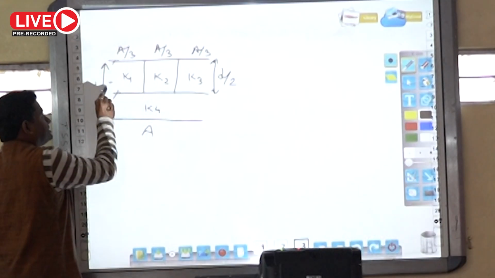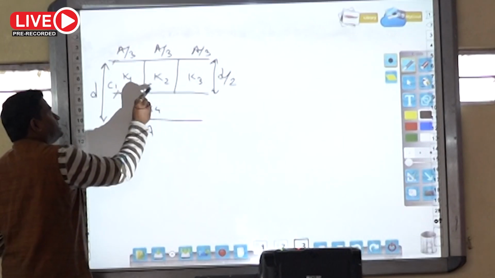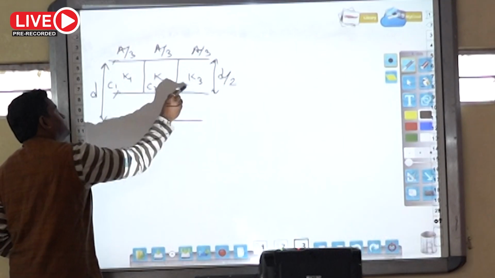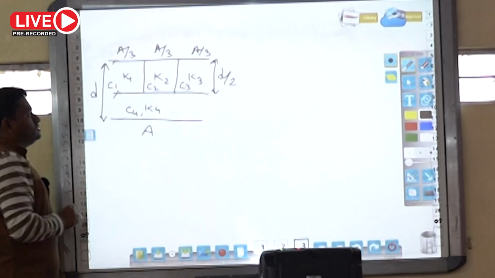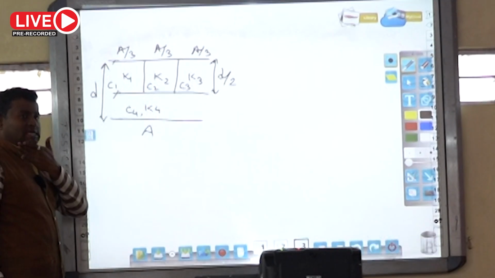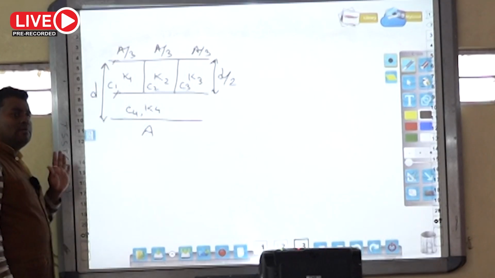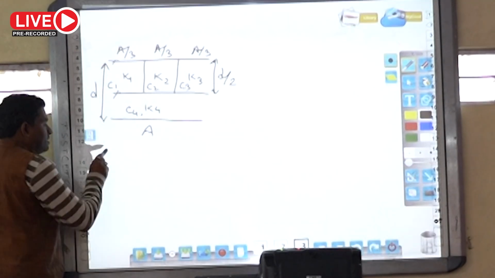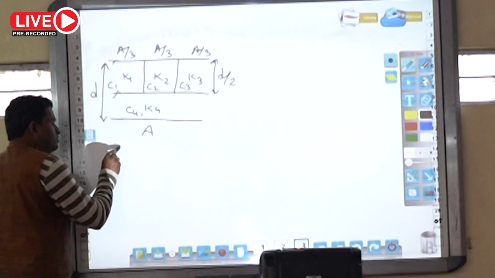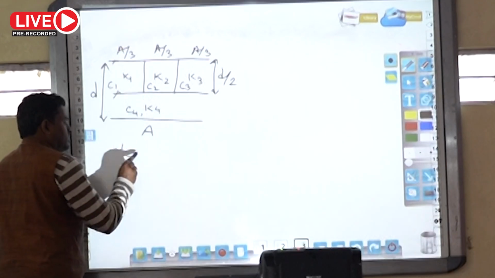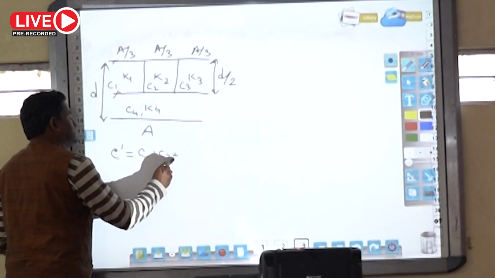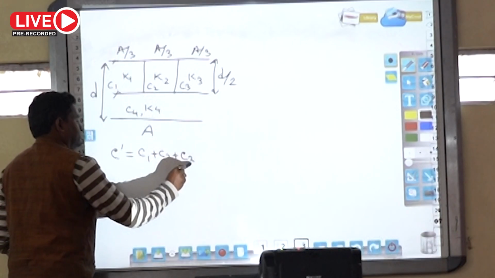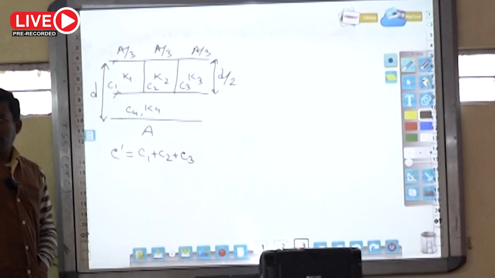So let us consider its capacitance is C1, its capacitance is C2, its capacitance is C3, and its capacitance is C4. So since this C1, C2, C3 are in parallel, their equivalent capacitance, say C prime, that will be C1 plus C2 plus C3.